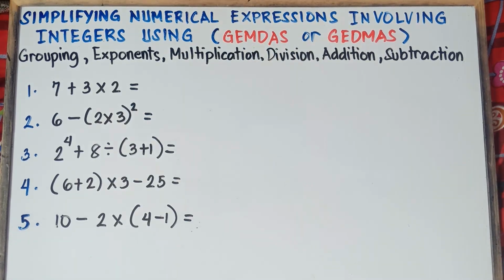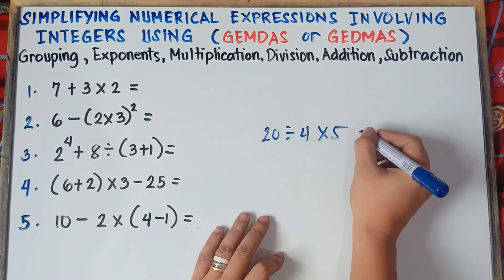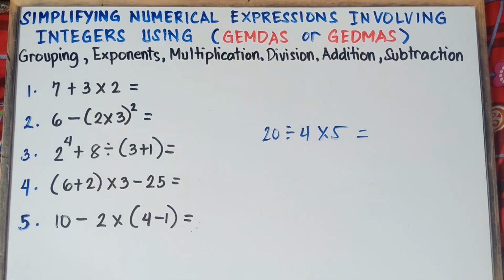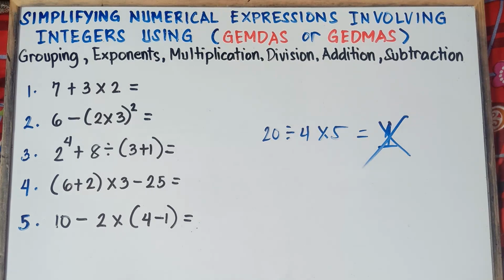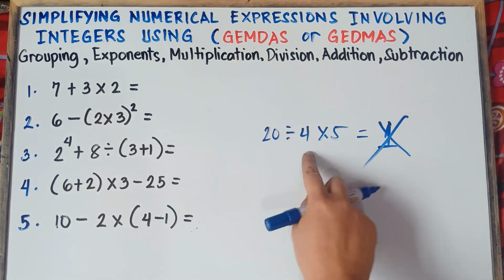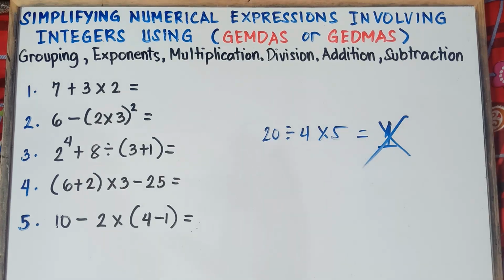Now, to answer that one class, let me give you an example. If I say 20 divided by 4 times 5, what's your answer? Now, if your answer is 1, you will commit a mistake, because most of the students think that multiplication comes first before division. That's actually not correct, class.